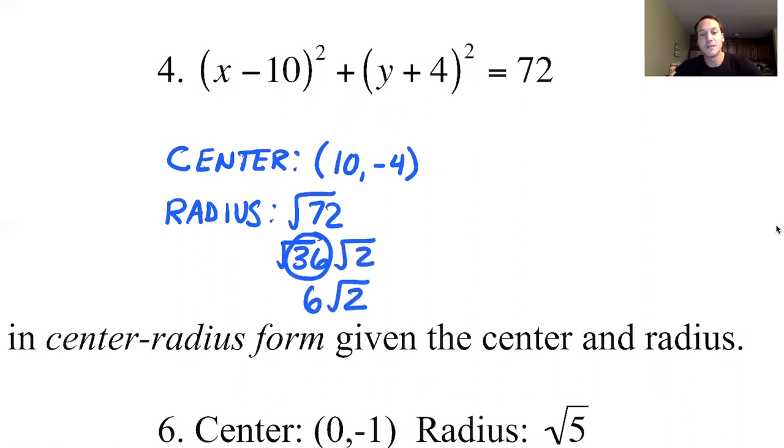I get a center of 10, -4. Opposite of -10 is +10. Opposite of +4 is -4. The radius is radical 72. Radical 72 breaks up into radical 36, radical 2, not 9 and 8. If you do 9 and 8, you have to simplify 8 more. And that goes to 6 radical 2.